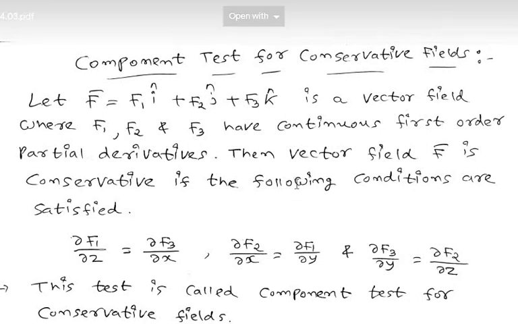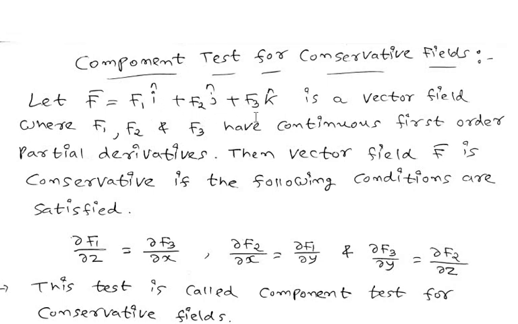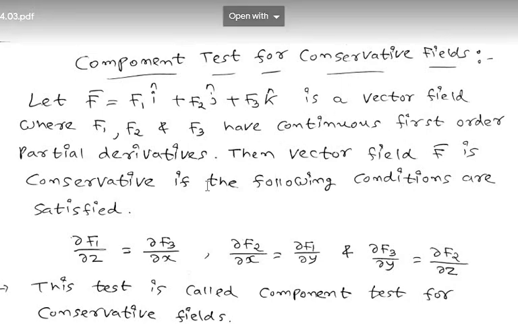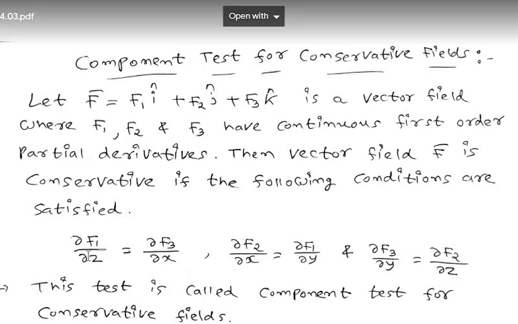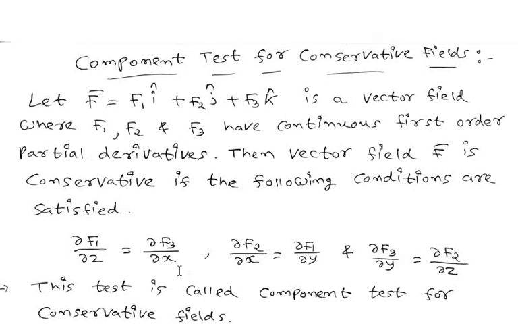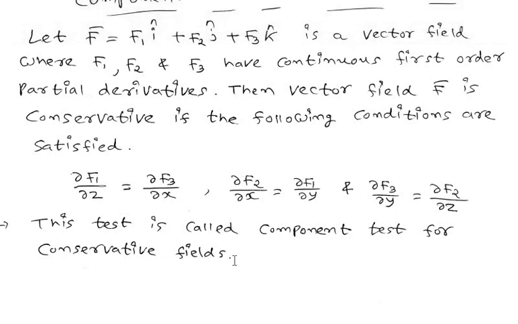Now we will discuss the second topic, that is the component test for a conservative field. Let f bar equals f1 i plus f2 j plus f3 k. This is a vector field where f1, f2, f3 have continuous first order partial derivatives. Then the vector field f bar is conservative if the following conditions are satisfied: del f1 by del z equals del f3 by del x, del f2 by del x equals del f1 by del y, and del f3 by del y equals del f2 by del z. This test is called the component test for a conservative field.